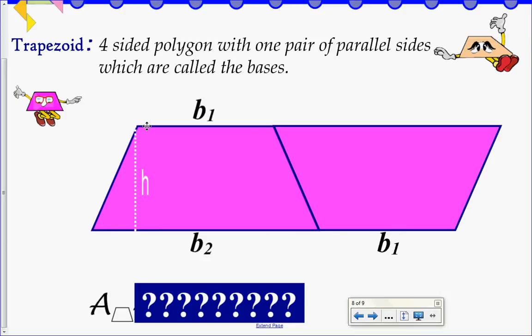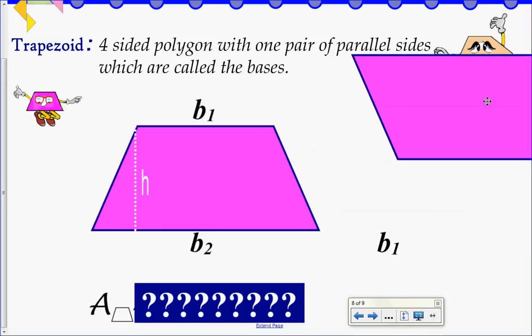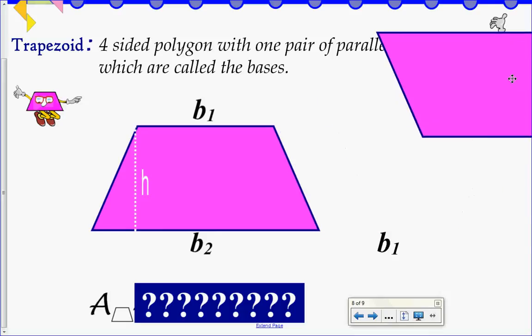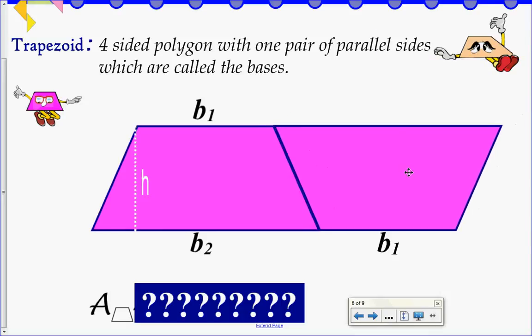So that would give us a humongous parallelogram. We do not want this humongous parallelogram. We just want the trapezoid. But all I have to do is cut it in half and I have a trapezoid. So the formula is, let's see if you guys can figure it out. If it's a parallelogram, we have to do height times base. But look at this base. This base is crazy. This is a humongous base. Did you figure it out?